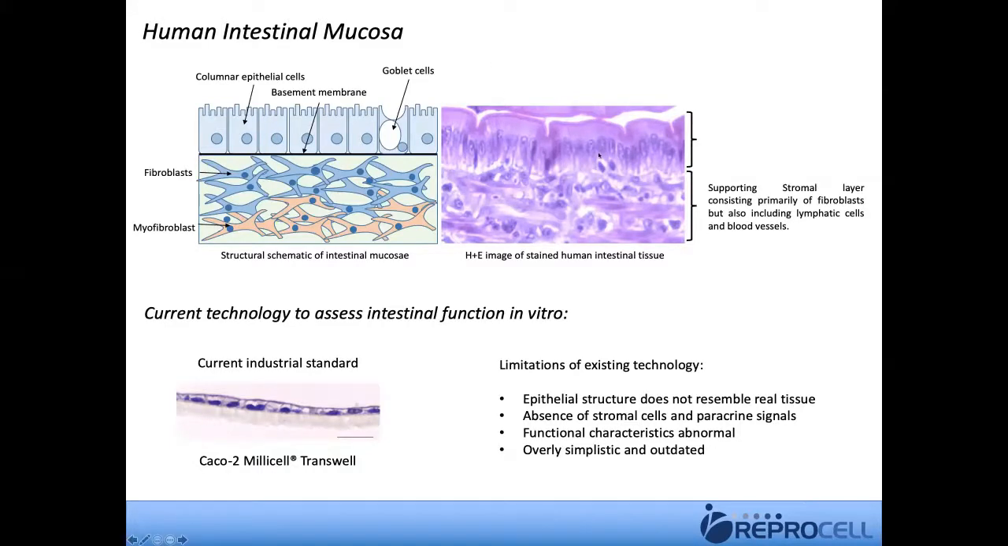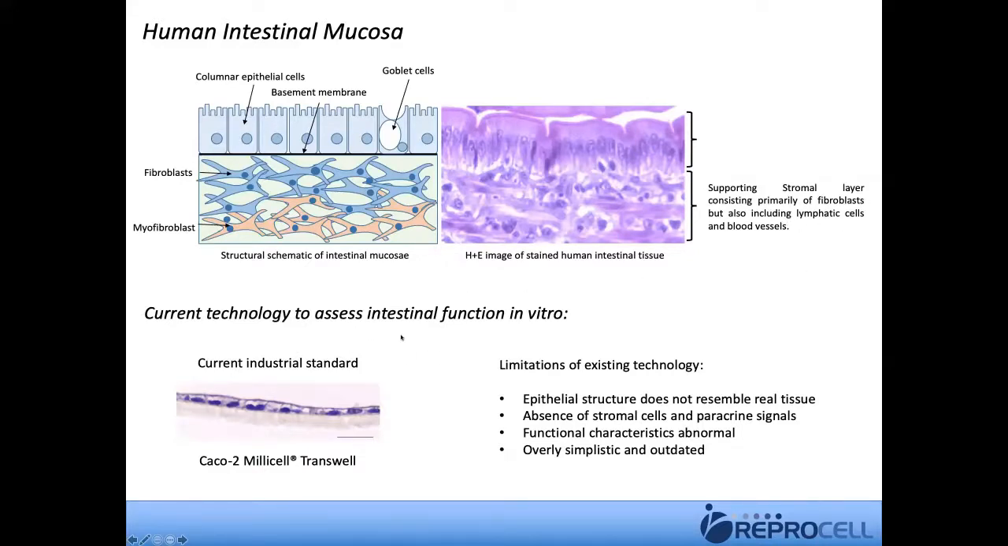So let's look at the structure of the gut wall. So here we have a simple columnar epithelium sitting on what is called the lamina propria in the intestine. And that's composed primarily of fibroblasts. But of course, as I say, there are other cell types present.